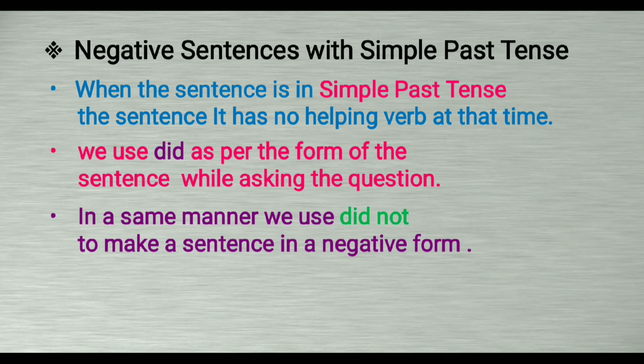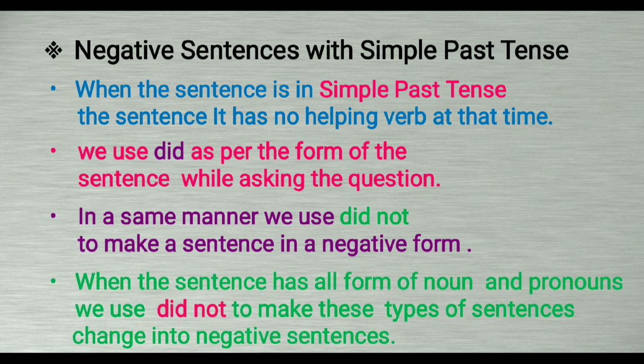So while we use did to make a question, in a similar way, in the same manner, we use did not to make a simple past tense sentence in a negative form. So we understand that when the sentence has all forms of noun and pronouns, we use did not. What do we use when the sentence is in simple past form? Did in a positive sentence while asking a question, and if we want the simple past tense in a negative form, we use did not.